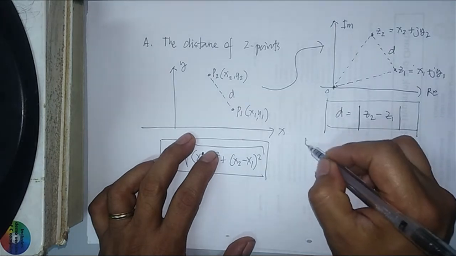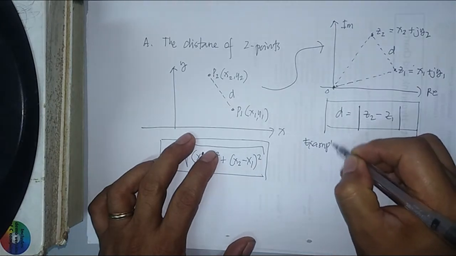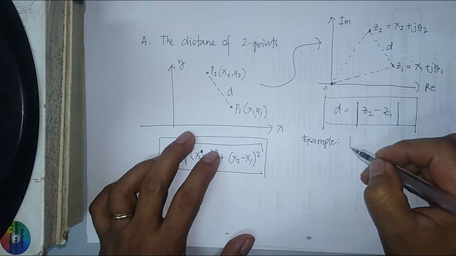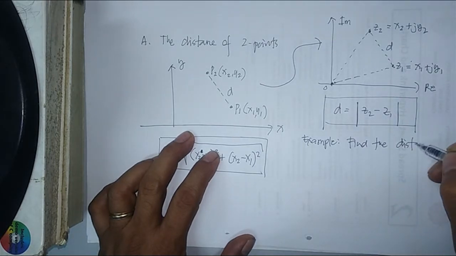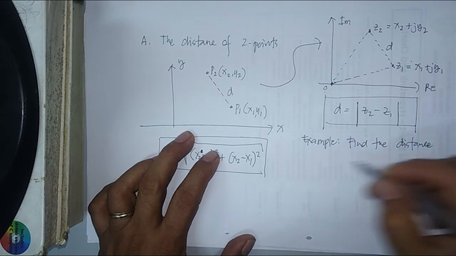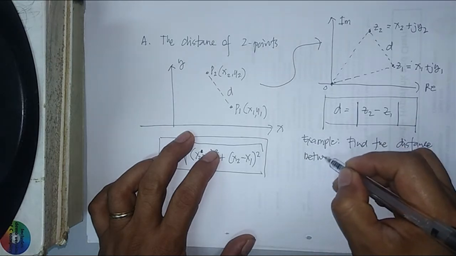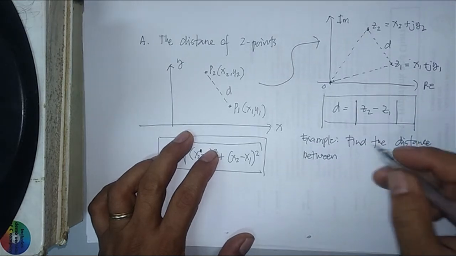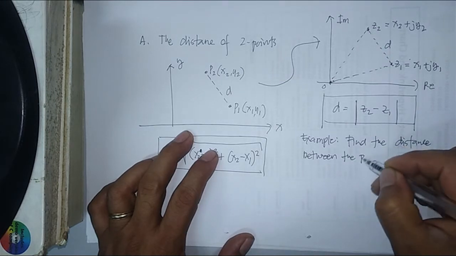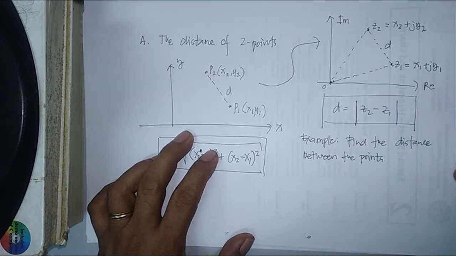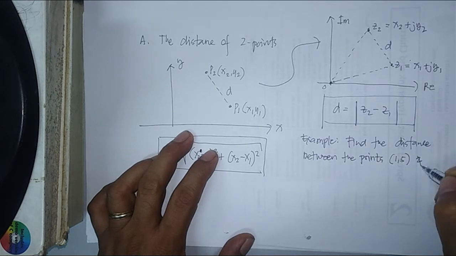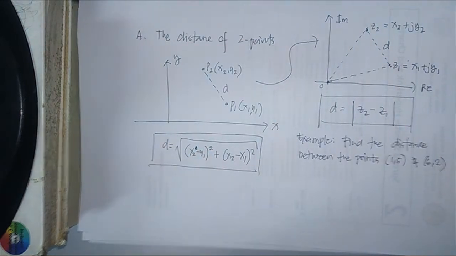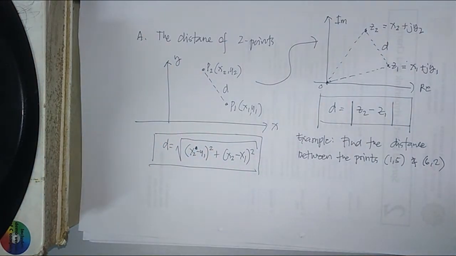Now, let's have an example. We are going to find the distance between the points 1, 5 and 6, 2. So we are going to find the distance between these 2 points.